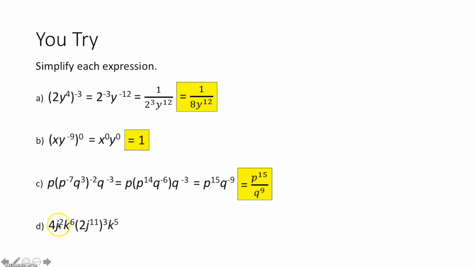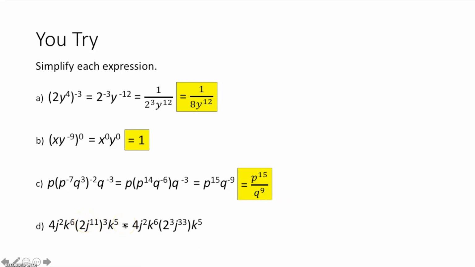Lastly, 4j squared k to the 6th times 2j to the 11th, all raised to the 3rd power, times k to the 5th. So order of operations, we got to take care of our exponents first. We have 2j to the 11th all being raised to the 3rd power. So this 3 has to distribute to the 11 and to the exponent of our 2, which is an invisible 1. So we end up getting j to the 33rd and then 2 to the 3rd power.